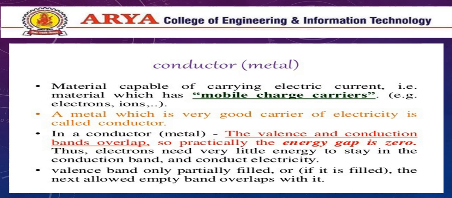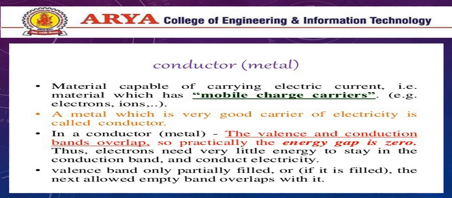Conductor: a material capable of carrying electric current, which has mobile charge carriers. A metal, which is a very good carrier of electricity, is called a conductor. In a conductor, the valence and conduction bands overlap, so practically the energy gap is zero. Thus electrons need very little energy to stay in the conduction band and conduct electricity.